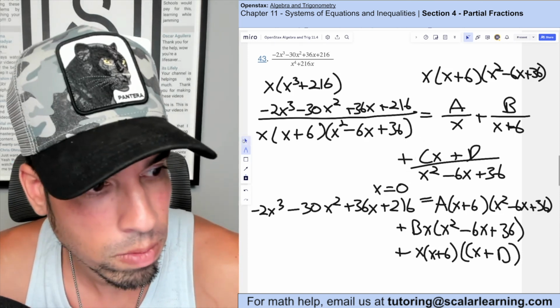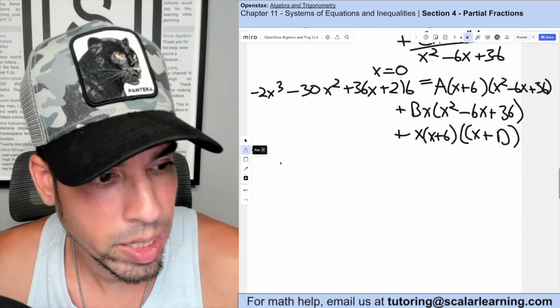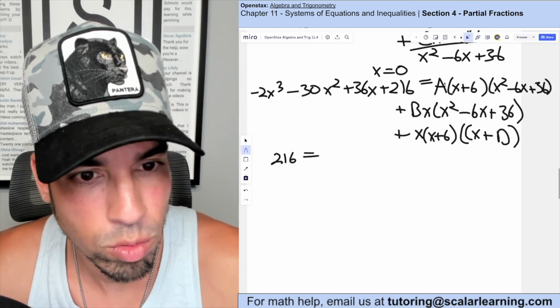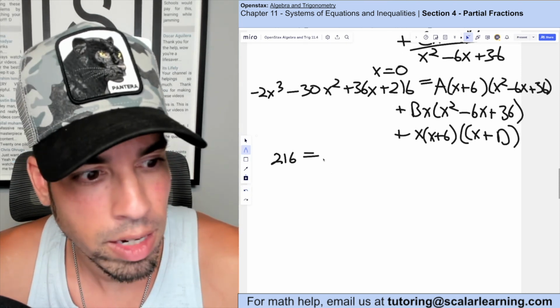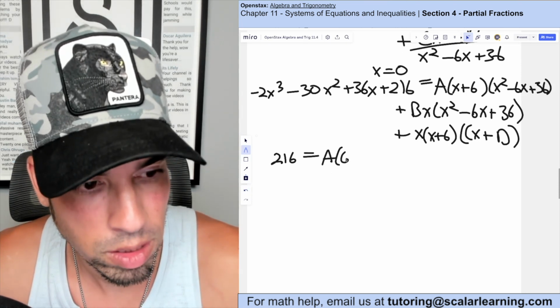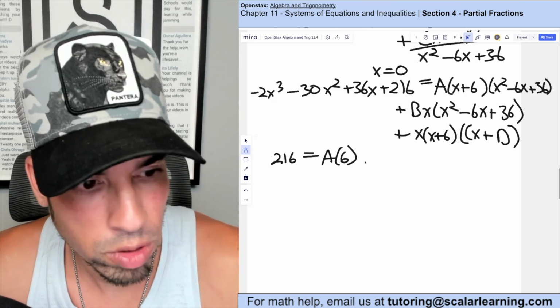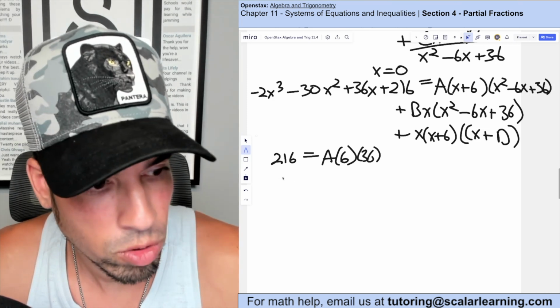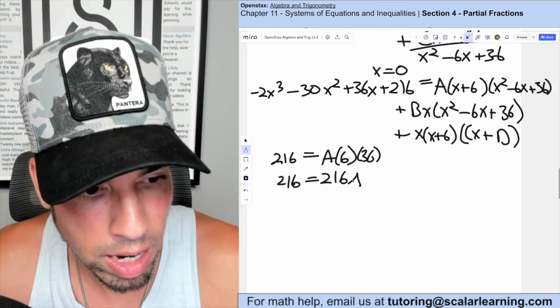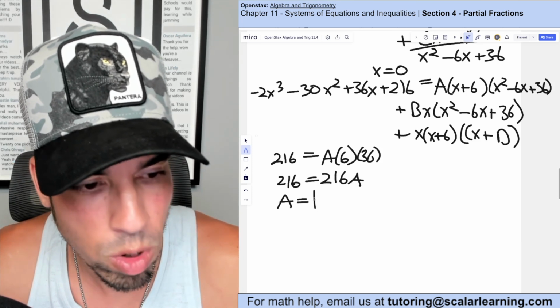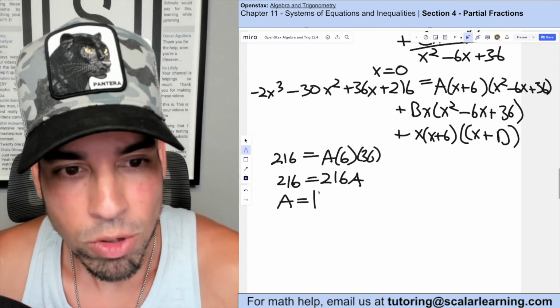So let's write that out. Over here, 0, 0, 0, we get 216 is equal to 0, 0. Those two cancel out. And then we get a times 0 plus 6 is 6. And then 0, 0, 36, like so. 6 times 36 happens to be 216. So we got 216a. Therefore, a equals 1. Great. So we got our first answer.